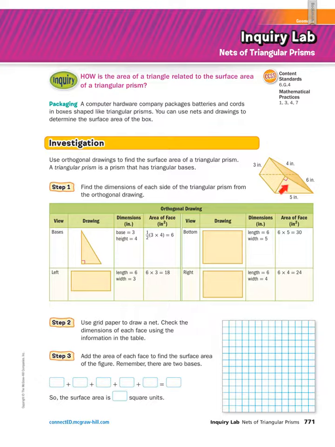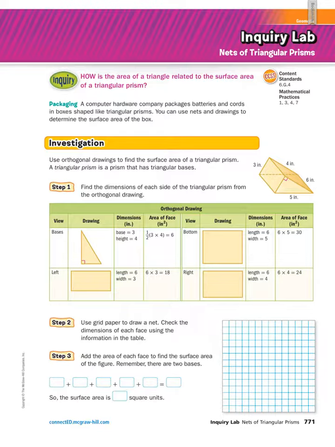Just so you know, every triangular prism has two triangular bases, which in the orthogonal drawing is right here. We've got two of these, and then it has three rectangles going around it. If you think of it like a tent, where the triangles are the front and back of the tent, you have this rectangle on the left, this rectangle on the right, and then the floor rectangle on the bottom. So if we can draw those three rectangles and the two triangles, you'll have your net. I'm going to show you how to do that in the grid paper down here.